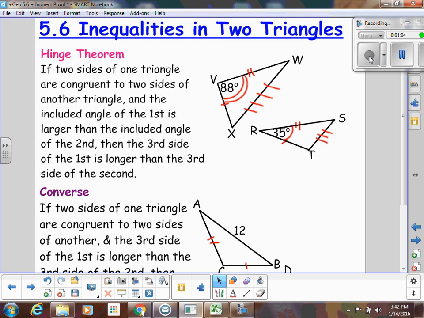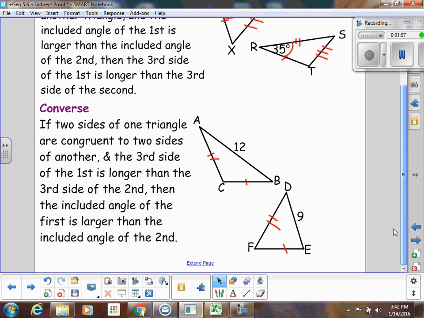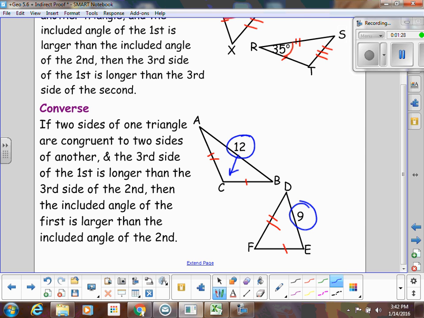And then we have the converse of that Hinge theorem. So if I know that two sides of one triangle are congruent to two sides of another, and I know that the third side of the first is longer than the third side of the second, then the included angle of the first, the one across from the longer side, is going to be larger than the angle across from the smaller side. So angle C is greater than angle F. Okay, so that's Hinge theorem and the converse of the Hinge theorem. You need to know those in case we use those inside a proof.